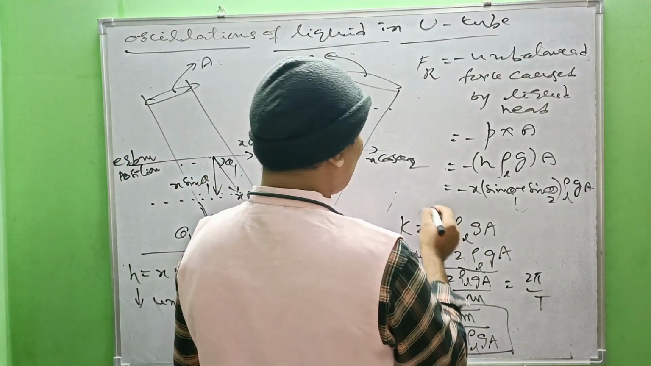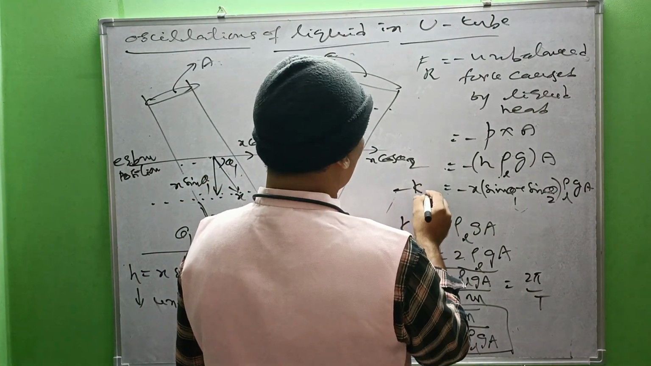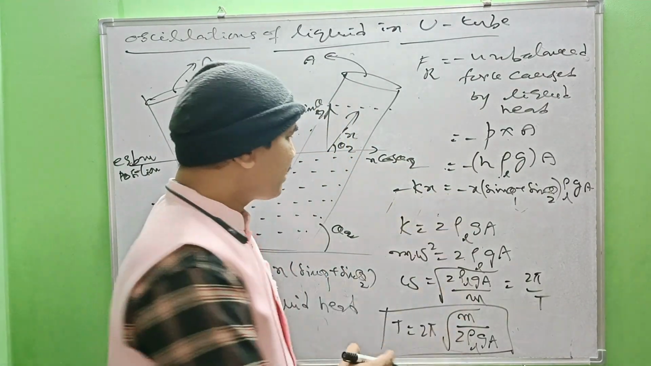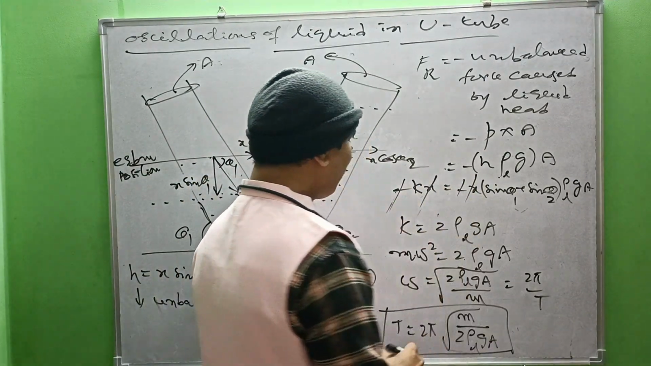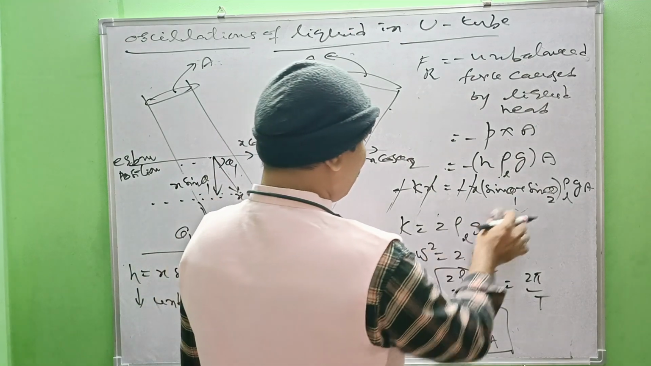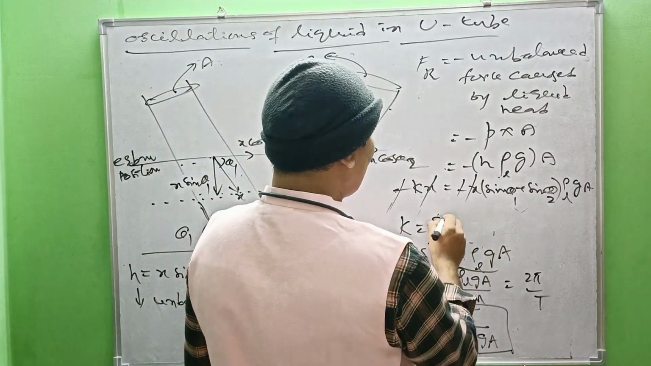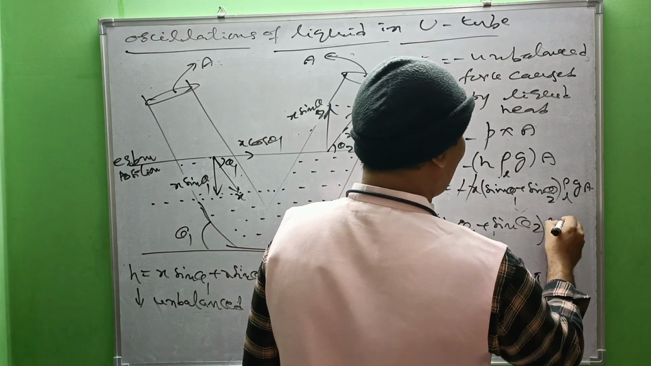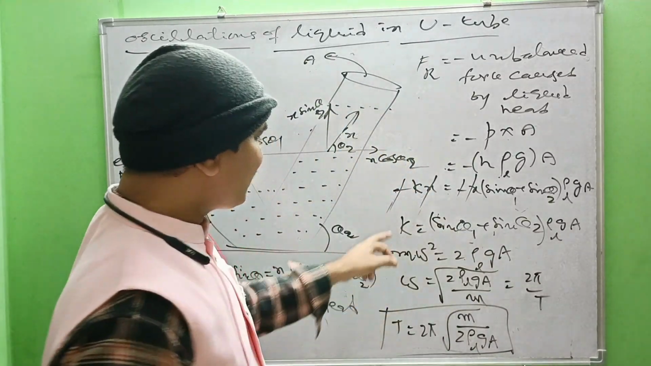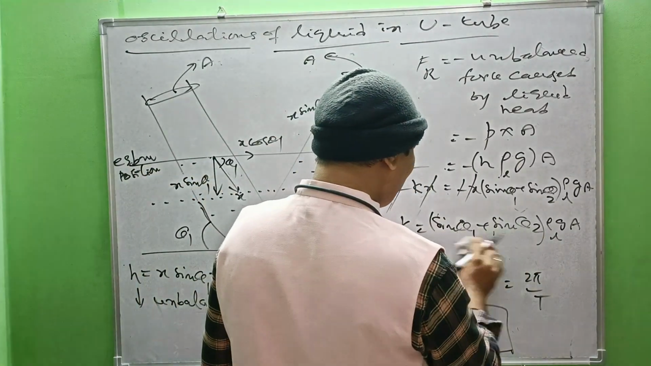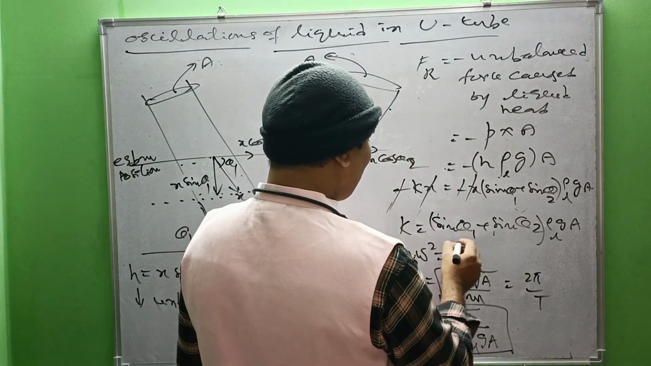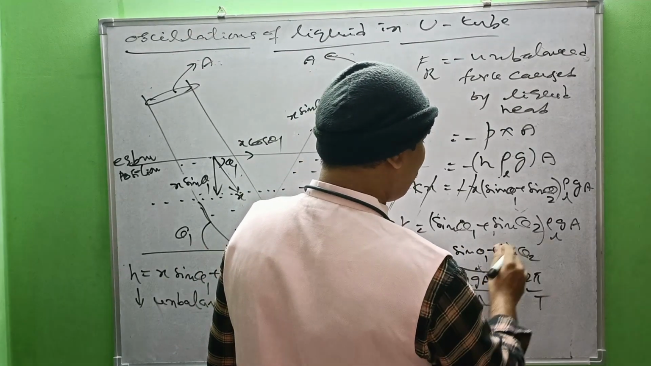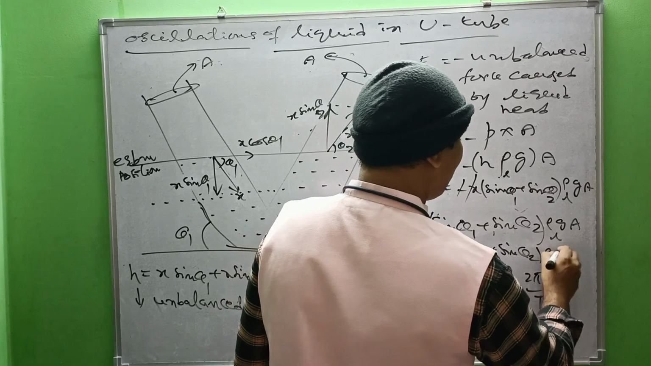Fr is minus k into x. If it is x, take x, otherwise y. So minus k into x. The x cancels, the minus cancels. We are left with k equal to, not 2 rho L g A, but (sin theta 1 plus sin theta 2) into rho L g A. Now what is k? k is m omega square. So m omega square equals (sin theta 1 plus sin theta 2) whole into rho L g A.